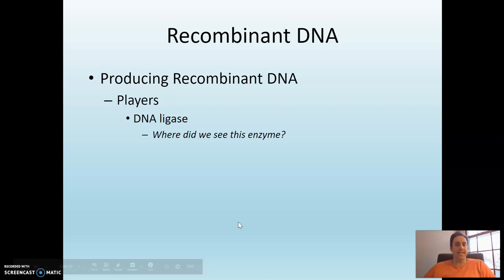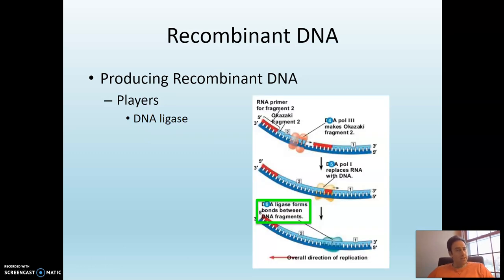Our next player is DNA ligase. DNA ligase, that sounds familiar. Where did we see that enzyme again? DNA replication. When we talked about DNA replication, we talked about how the lagging strand is produced as a series of Okazaki fragments. DNA polymerase travels along 5' to 3', always adding nucleotides in the 3' direction. When it catches up to the primer, that RNA primer from the next Okazaki fragment, it will actually remove the RNA bases and replace them with DNA bases.